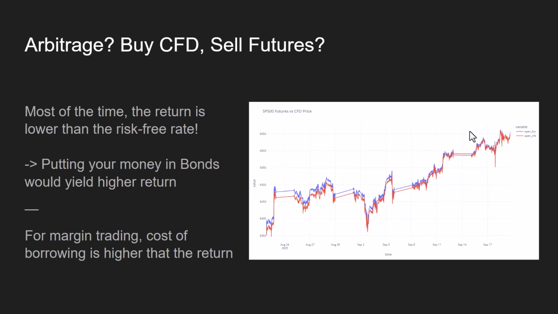But the only problem is that the return that you make on this arbitrage is lower than the risk-free rate most of the time. So if you just put your money into bonds, which are basically risk-free, you would yield a higher return than if you tried to hedge these two positions. And because we are talking about CFDs here, right? CFDs by nature represent trading on margin. The cost of borrowing money for trading a CFD contract is higher than the return if you hedge these two positions. So this is just a little off topic.